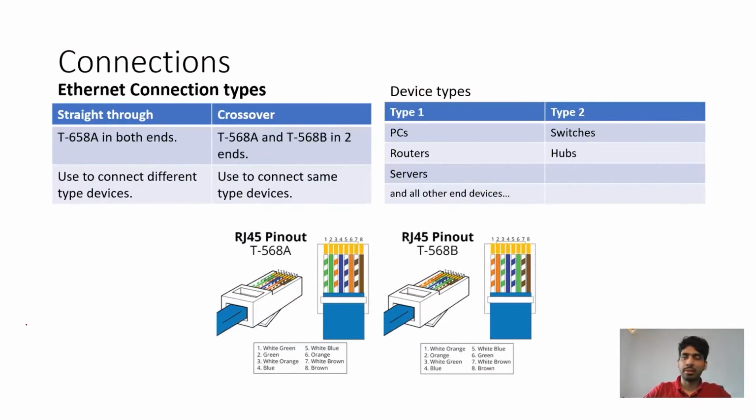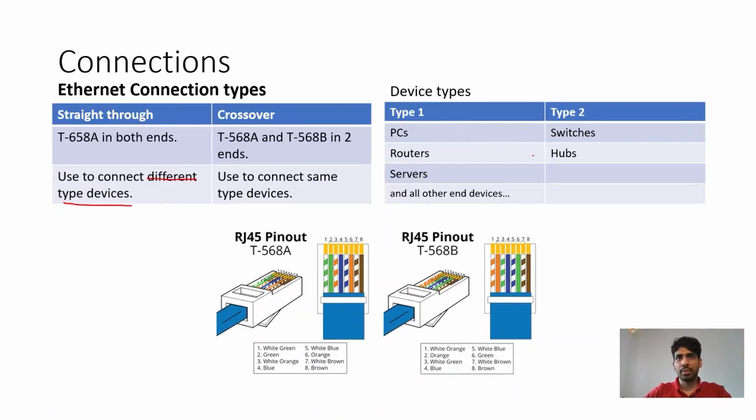This slide is about connections. In modern day networks, we use three types of connections, but most of the time we use these two: straight through and crossover. These are used within a network, or within a subnet as we call it. We use straight through cables to connect different types of devices. These are two types, which I'll name type 1 and type 2. Type 1 has PCs, routers, servers and those kinds of devices, and type 2 has switches and hubs.